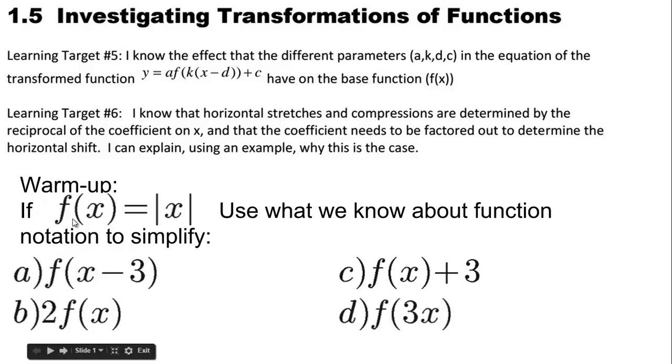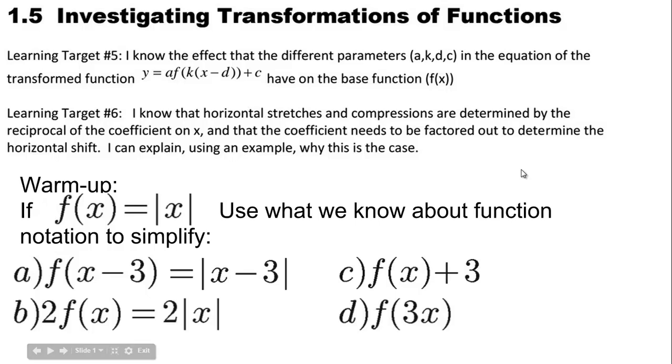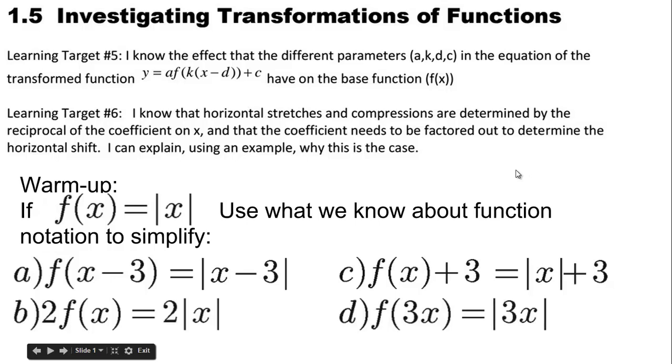So what we have to do is replace x with x minus 3. For the first one, we actually just have equals absolute value of x minus 3. So that's what it looks like in the actual function. The second one, we're just multiplying the function by 2, so we get 2 absolute value of x. The third one, we're adding 3 to the function, so it looks like this. And the last one, we're subbing in 3x, not x, and so we've got the absolute value of 3x.